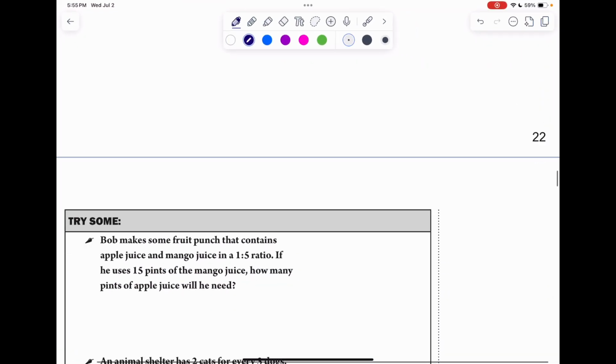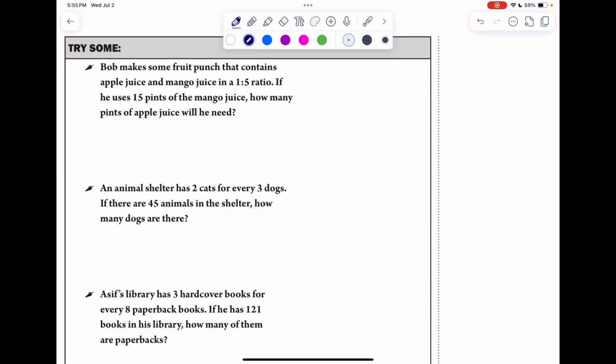Bob makes some fruit punch that contains apple juice and mango juice in a 1:5 ratio. If he uses 15 pints of mango juice, how many pints of apple juice will he need? Let's write this down. We have 1 apple juice to every 5 mango juices. If we use 15 pints of mango juice, we want to know how much apple juice we use.